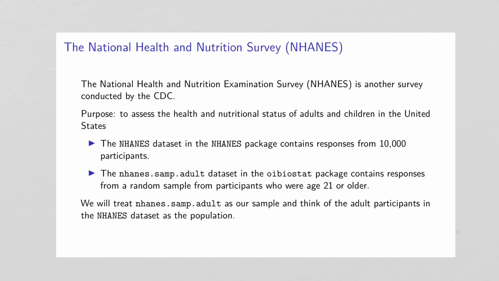Anyways, the National Health and Nutrition Examination Survey is another survey, just like the one we talked about before. The purpose of this one is to assess the health and nutritional status of adults and children in the U.S. The NHANES data set is from 10,000 participants. The NHANES sample adult data set in the oibiostat package contains responses for a random sample of participants who were 21 or older. So we will treat NHANES sample adult as our sample and think of the adult participants in the entire NHANES data set as a population.